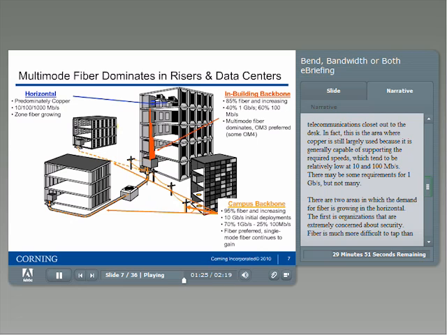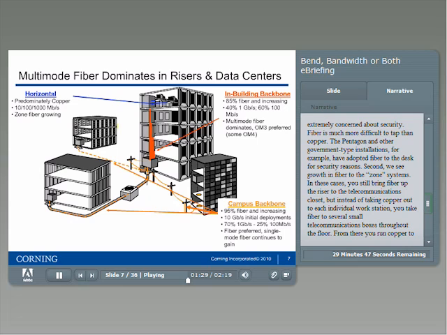The first is organizations that are extremely concerned about security. Fiber is much more difficult to tap than copper. The Pentagon and other government-type installations, for example, have adopted fiber to the desk for security reasons.